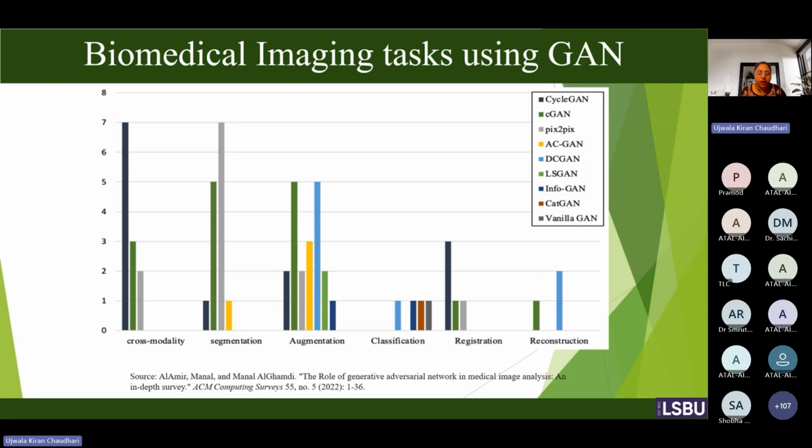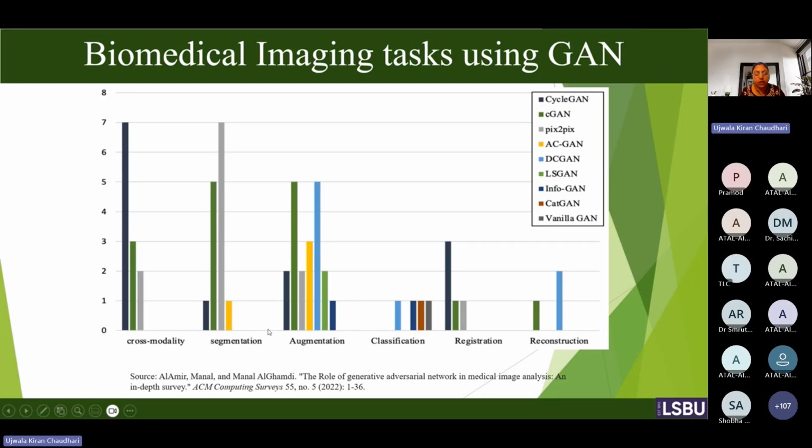Here is just one snapshot I took from one of the research works, where different models like CycleGAN, conditional GAN, pix2pix, ACGAN, DCGAN, and LSGAN, as you can see in the legend, are shown along with the purpose for which they have been used. First, cross modality generation, meaning generating one modality from another, like generating a CT scan from an MRI scan. That's an example of cross modality.